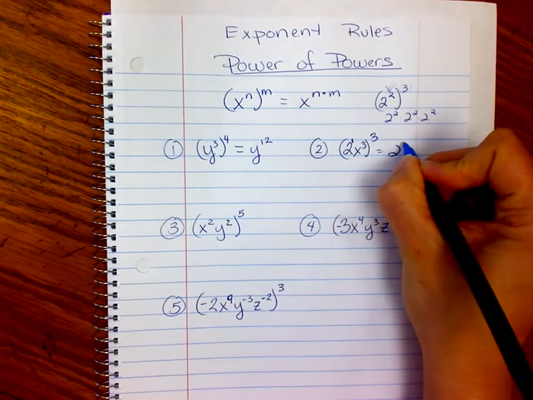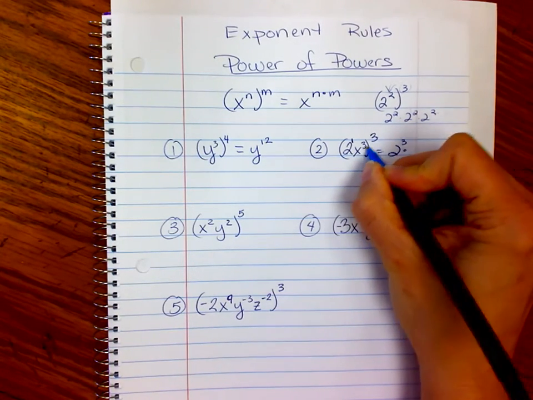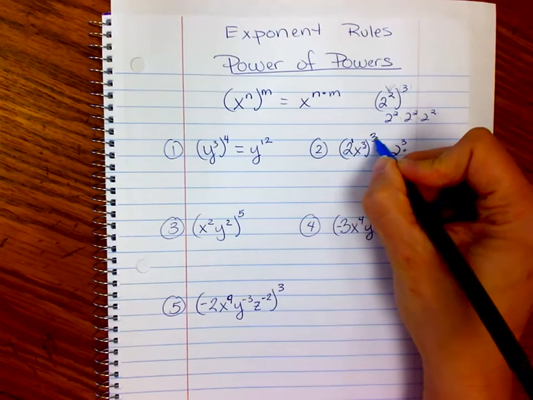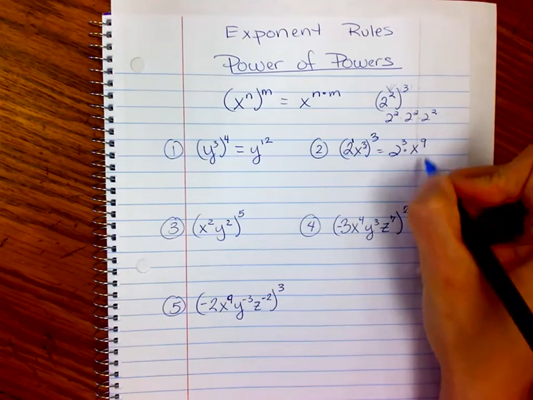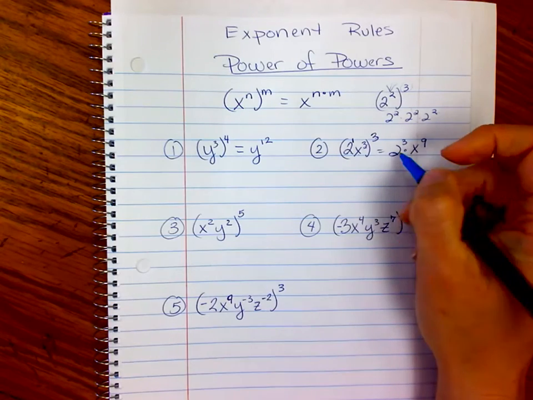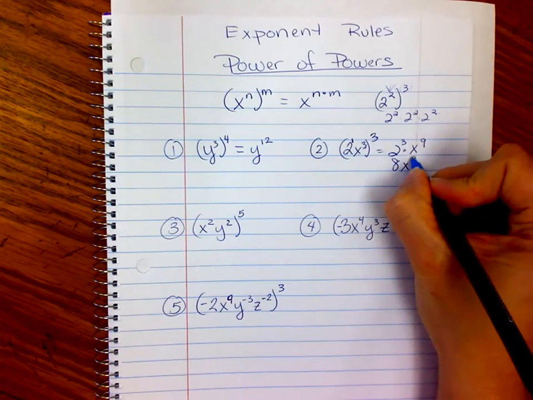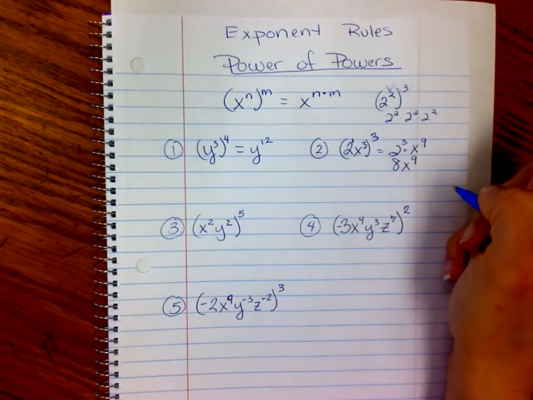So this is 2 to the 1 times 3, times x cubed to the 3rd. So you multiply and get x to the 9th. So be careful with that. That's the biggest mistake kids make when they're doing power of powers. Well, 2 cubed is 8. So 8x to the 9th.